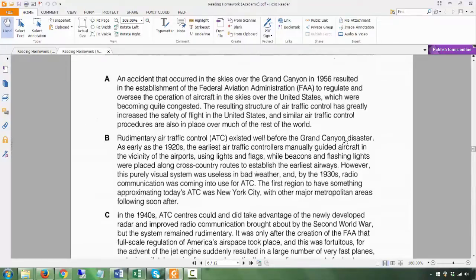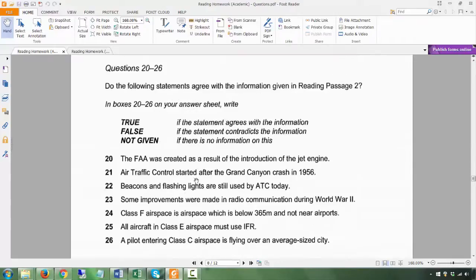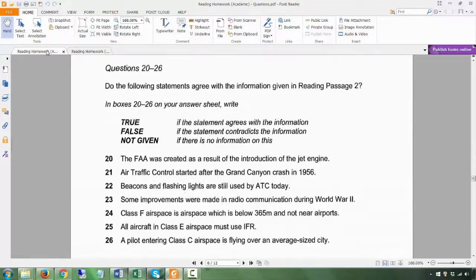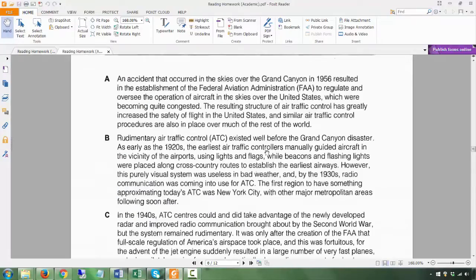Here is talking about the disaster. Okay, this disaster. ATC did not start after this crash. Okay, so it's false. And as you can see, we are going in order, right? Next, beacons and flashing lights are still used by ATC today. All right, so what does it talk about beacons and flashing lights?